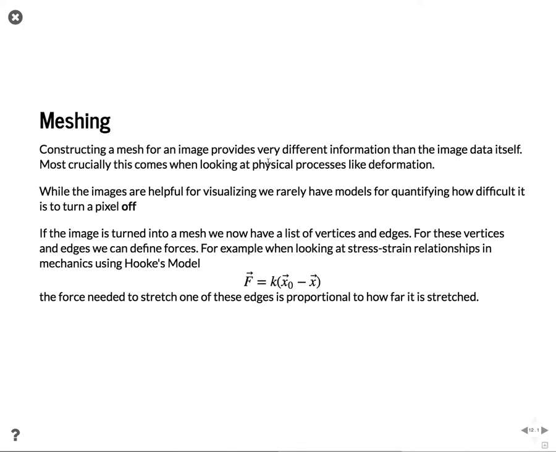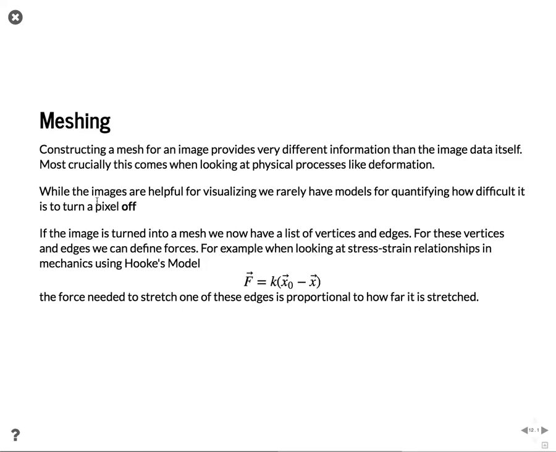One of the important tasks for performing this sort of interface analysis is something called meshing. And so when you construct a mesh, you look at very different information from the image data itself. And this will allow you to create a representation of your object that is better suited to the reality of the situation. And so particularly when we're dealing with images, it's very difficult to quantify something like how hard is it to turn a pixel off.